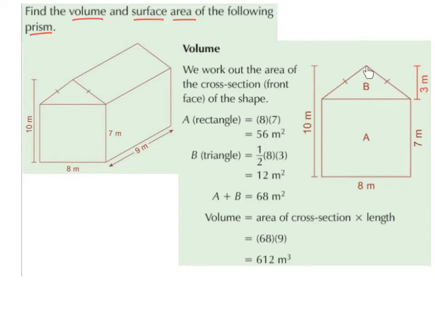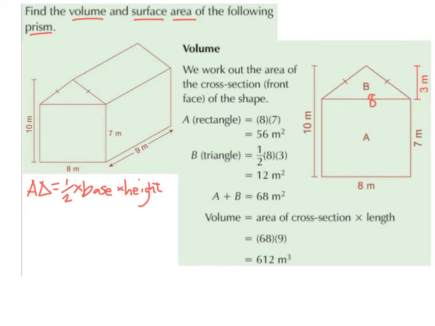Then B is going to be the triangle on top, the isosceles triangle. The formula for the area of a triangle is half times base times height. So the base of this triangle is going to be 8 because the base of the rectangle is 8. So this part here is going to be labelled as 8.